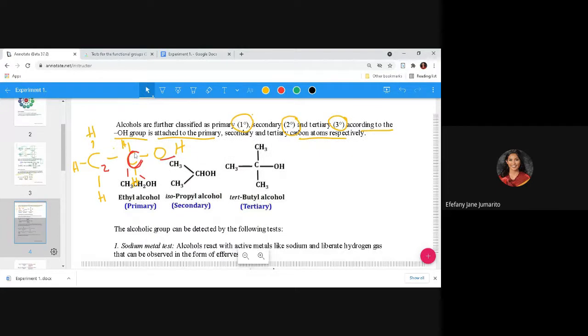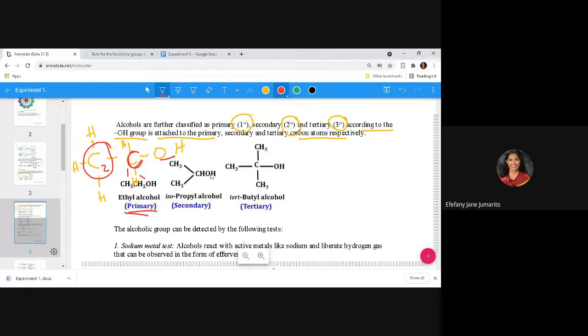Here we have this one carbon bonded to an OH. It is primary because it is only bonded to one alkyl group. The other things bonded to this carbon are your hydrogen, your hydroxyl, and then your hydrogen. Because we only have one alkyl group, that is what we call primary. So this alcohol is a primary alcohol.